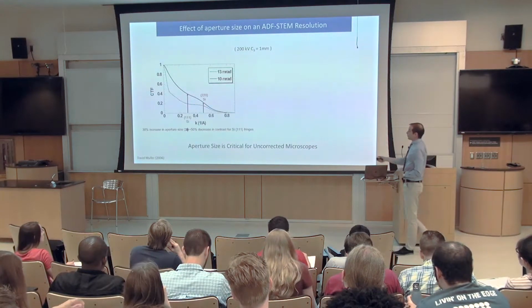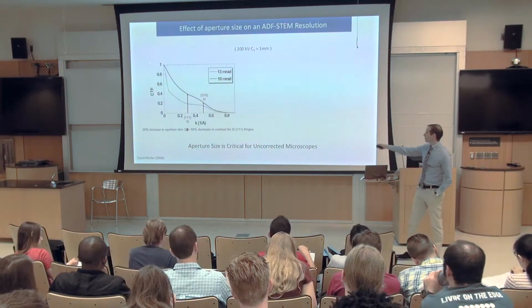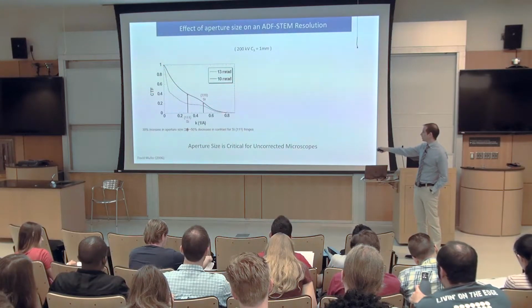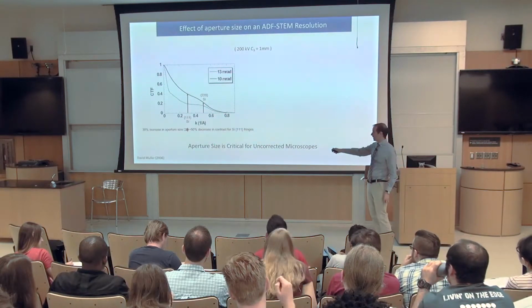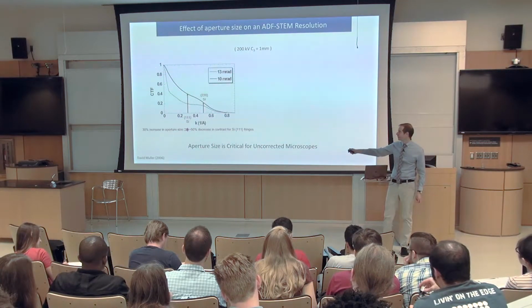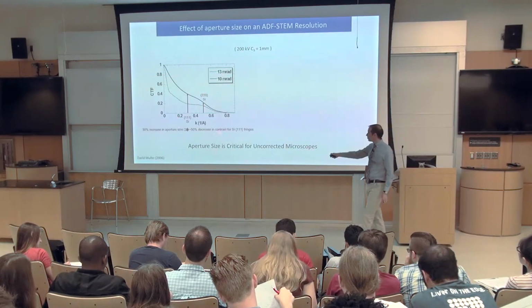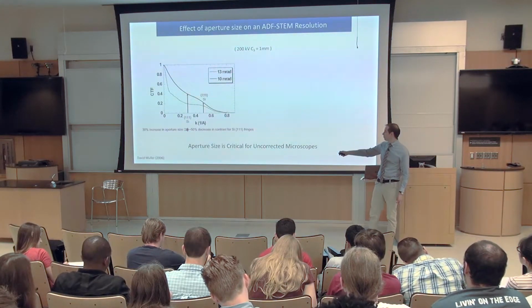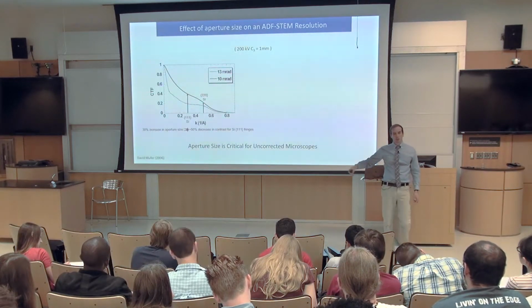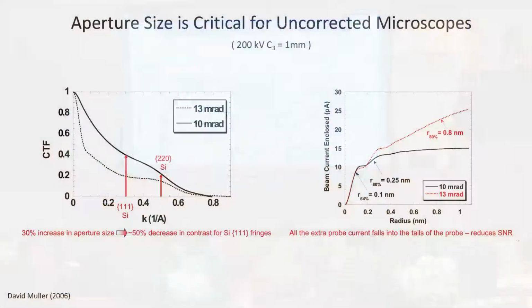If we look at how information is transferred with the 10 milliradian aperture in an uncorrected system, we see fairly good contrast transfer out to large frequencies. If we use a larger aperture, we add back those spherical aberrations, and it kills our contrast transfer. So we're getting a 50% decrease in contrast, in this case for silicon 111 fringes, if we choose a larger aperture. So just because the diffraction limit depends on aperture does not mean you can indefinitely keep increasing that aperture. Our probe will get worse.